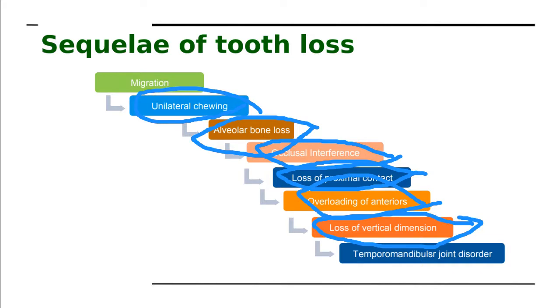And when the teeth are lost, as I told you before, the teeth act as if they are protecting the TMJ. They are the stress breakers of the TMJ. And once these teeth are lost, the whole load is transferred to the TMJ, and this results in temporomandibular joint disorders.